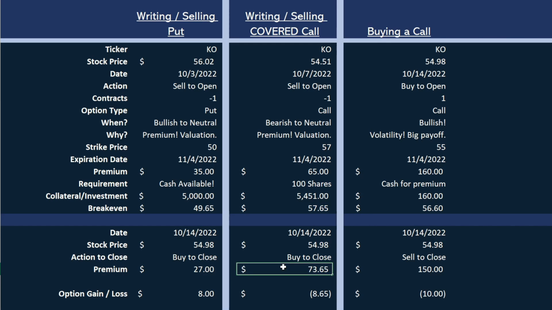$73.65. So if we go to close this, now we receive $65, but it costs us more than that to close it, $73.65. So at this point, we would lose $8.65. So do we want to close this out now and lose $8.65 in the trade?